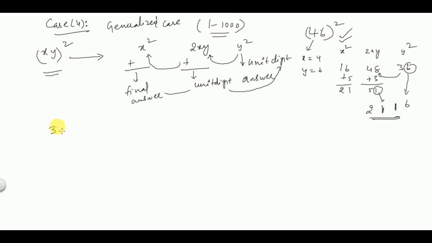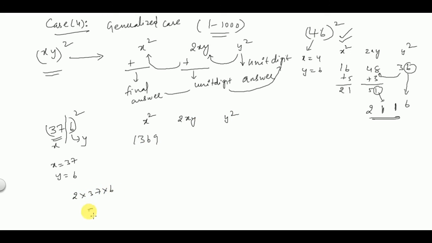If you consider a 3-digit number, suppose you want to find 376 whole square, we always consider only one digit for y and the remaining digits for x. That is, now x is equal to 37 and y is equal to 6. So now x square, 2xy and y square. What is x square? 37 whole square is 1369, and 2 into 37 into 6 is 444. So 444 here, and y is 6, and y square is 36.